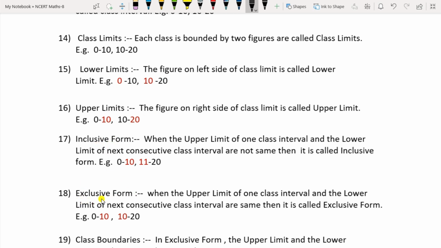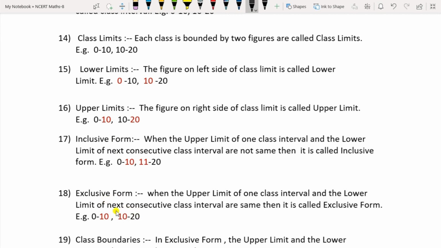Now the condensed data can be of two forms, inclusive form and exclusive form. Now what is meant by inclusive form? If the first class interval has 10 as its upper limit and the next interval has 11 as its lower limit, these are not matching. The upper limit and the lower limit should be matching, or the same. If they are not the same, it is called the inclusive form, and if they are the same, it is called the exclusive form.